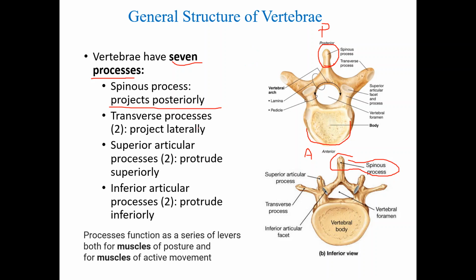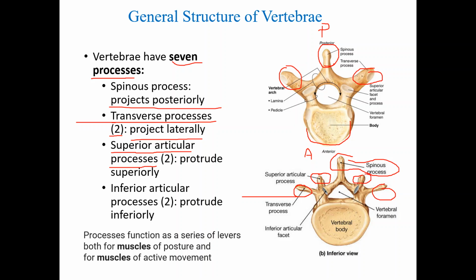Then we have the transverse processes, which are 2 processes that project laterally, okay? And these are your transverse processes, okay? Then we have a superior articular process on each side, which protrudes superiorly, and shown here, superior articular processes.